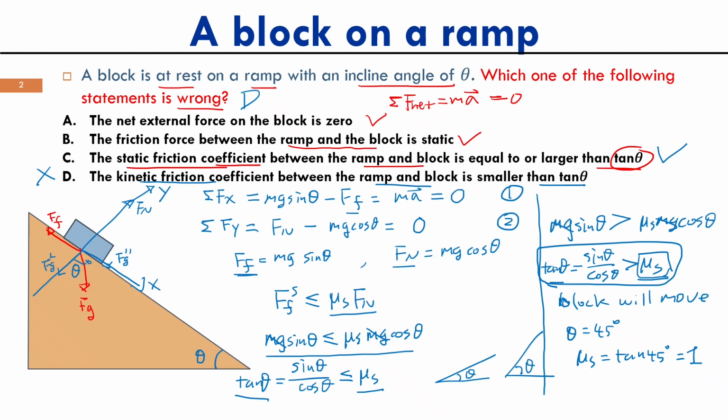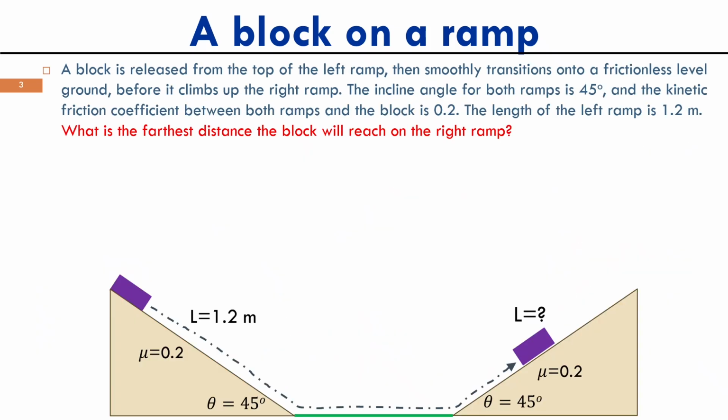Alright, now let's look at another question. This question says a block is released from the top of the left ramp, then smoothly transitions onto a frictionless level ground, and then it climbs up the ramp on the right. It also says the incline angle for both ramps is 45 degrees, so this is 45, this is 45. And the kinetic friction coefficient between the ramps and the block is the same, 0.2. So we know the kinetic friction coefficient here and here.